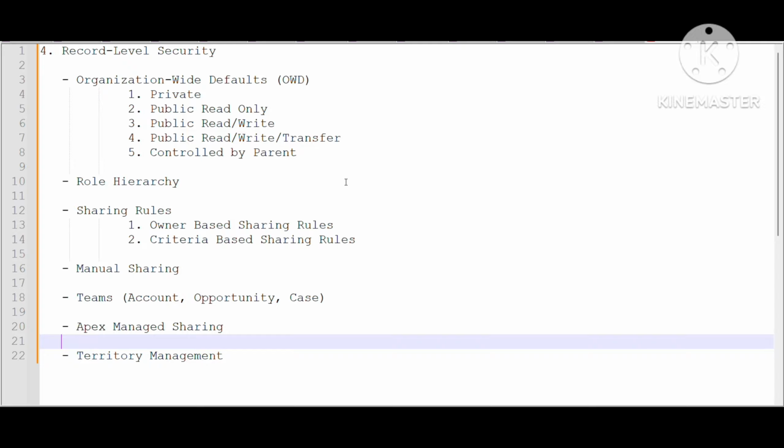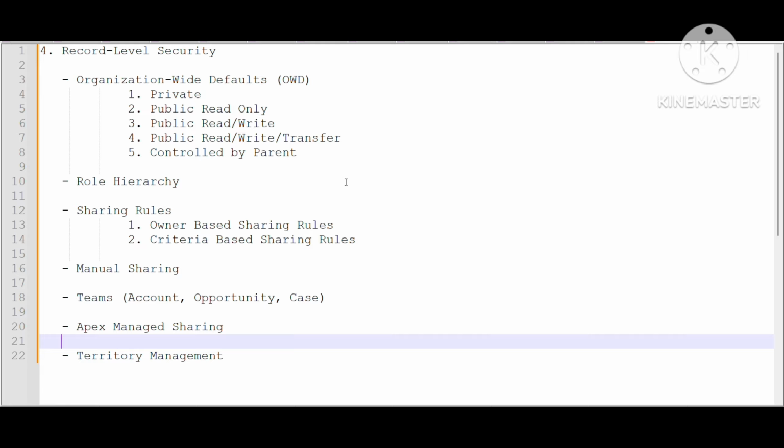Then we have the criteria based sharing rules. These are used to share the record based on the field value on the record itself. Say for example, if the account status is active, then we want to share the record with some users. It is very important to keep in mind that with criteria based sharing rules and owner based sharing rules, records cannot be shared with any individual user. But we can share them with a public group or roles. So it is very important to keep that in mind.